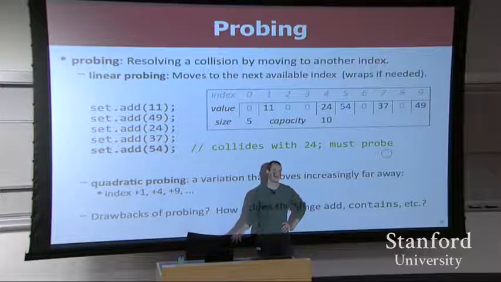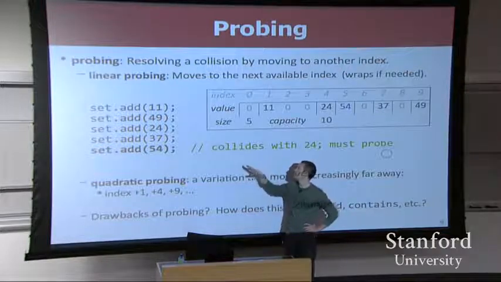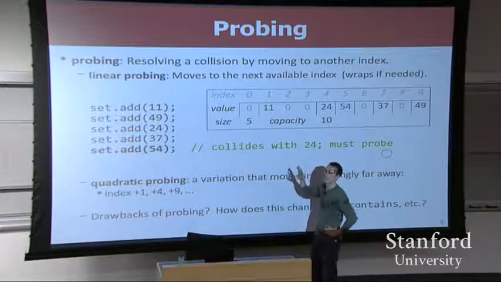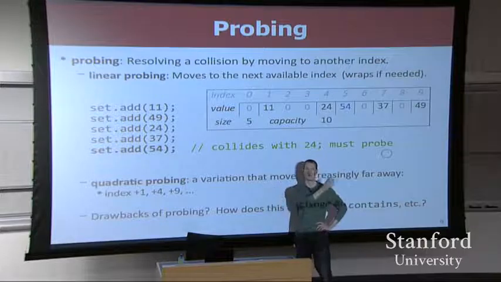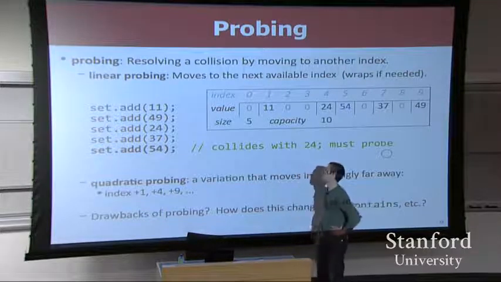It's called probing. If you just jump to the very next bucket, that's called linear probing, going to the very next bucket. Sometimes you jump to some other bucket. There's ways where you jump by larger amounts. That's called quadratic probing, where you jump farther away to help avoid clumps. But we're not going to spend a ton of time on that.